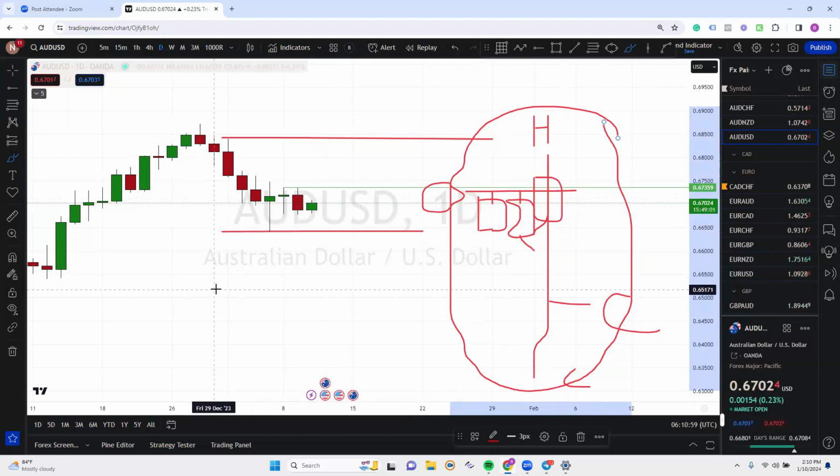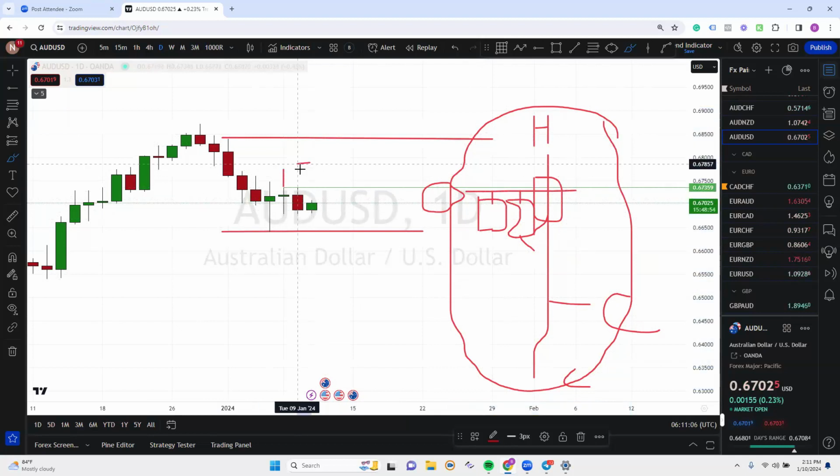We have 5 days: Monday, Tuesday, Wednesday, Thursday, and Friday. If it's going to be a bearish week, this is Monday, this is Tuesday, and today is Wednesday. Monday, Tuesday, they already made the high here, an equal high, right? Now, can this be the high of the week? Of course, it can. But I will prefer today, Wednesday, which is the midday of the week.